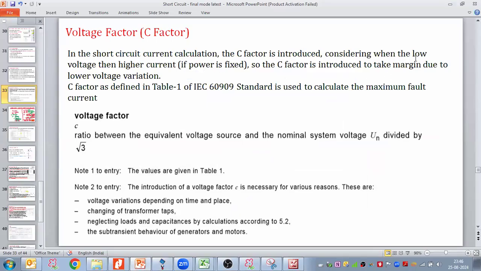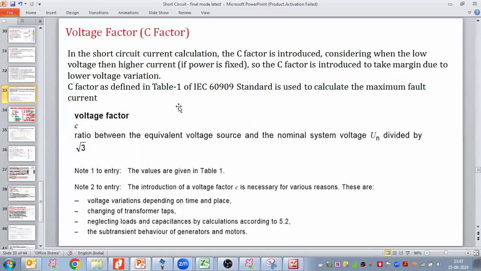If low voltage, then higher current, if your P is fixed. So the C factor is introduced to take margin due to the lower voltage variations. C factor is defined in Table 1 of the 60909 standard, and is used to calculate the maximum fault current.